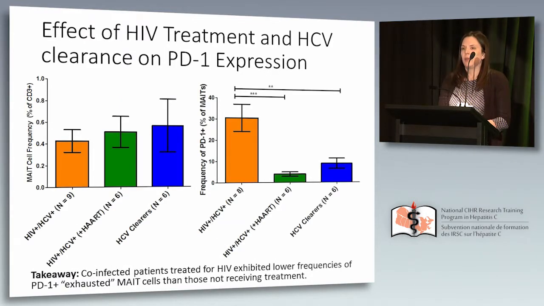We also wanted to look at whether these patients were able to spontaneously clear hepatitis C, or if the HIV was treated using HAART, whether the MAIT cells were able to recover, or whether the exhaustion was reversed in these individuals. While we didn't see a significant increase in the MAIT cells, we did see that they were expressing fewer markers of exhaustion because there was less surface expression of PD-1.